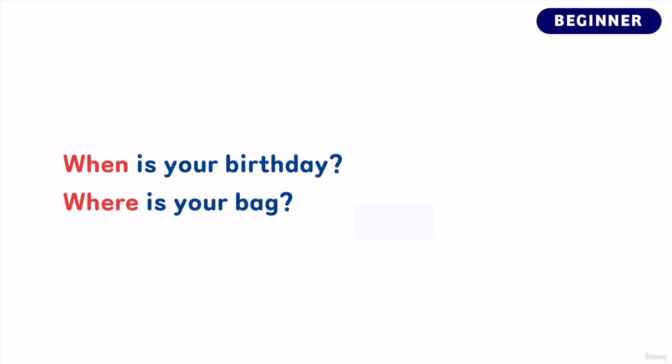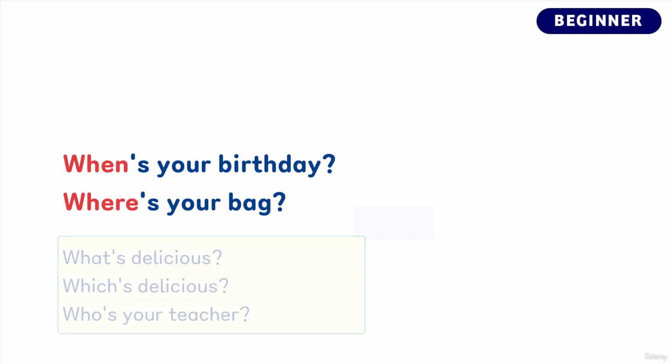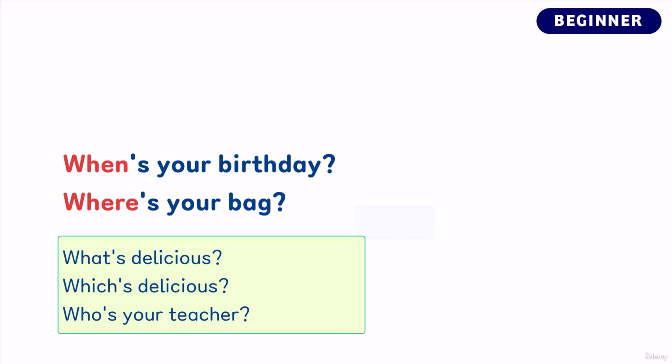When we form WH word questions using when and where, the verb to be must agree with a noun that comes next. Now, when the verb is the singular form is, we tend to contract the WH word with is. So we say, when's your birthday? And where's your bag? And we also often contract is with the WH words what, which, and who.